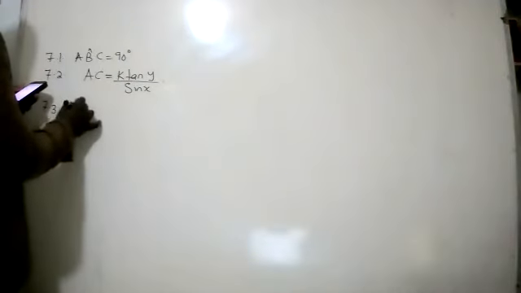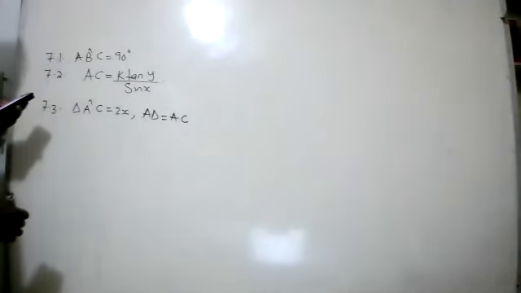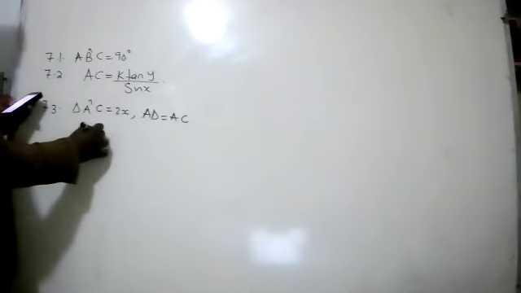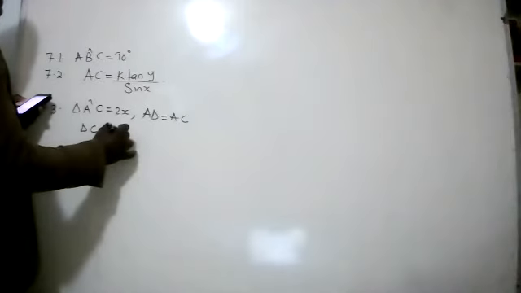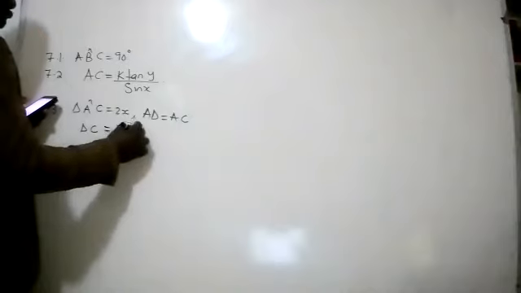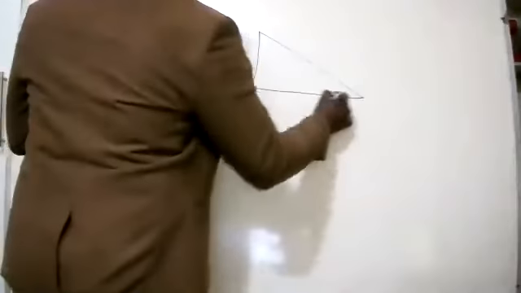So now we have to finish up with question number 7.3, which says, if it is further given that angle DAC equals 2x and AD is equal to AC, show that the distance DC between the players at D and C is equal to 2K tan Y. I think it could be important that I draw this diagram again for illustration purposes.